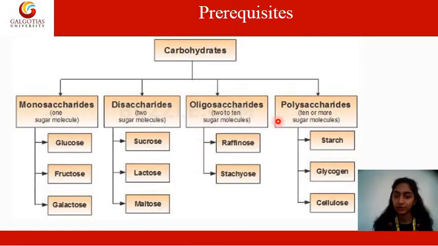Now moving on to the last classification of carbohydrates, which we are going to read today in detail. These are polysaccharides. When 10 or more sugar molecules condense to form a long chain of carbohydrates with the help of a glycosidic linkage, these are known as polysaccharides. Examples are starch, glycogen and cellulose that we are going to read in detail in this lecture. So let's move forward with that now.